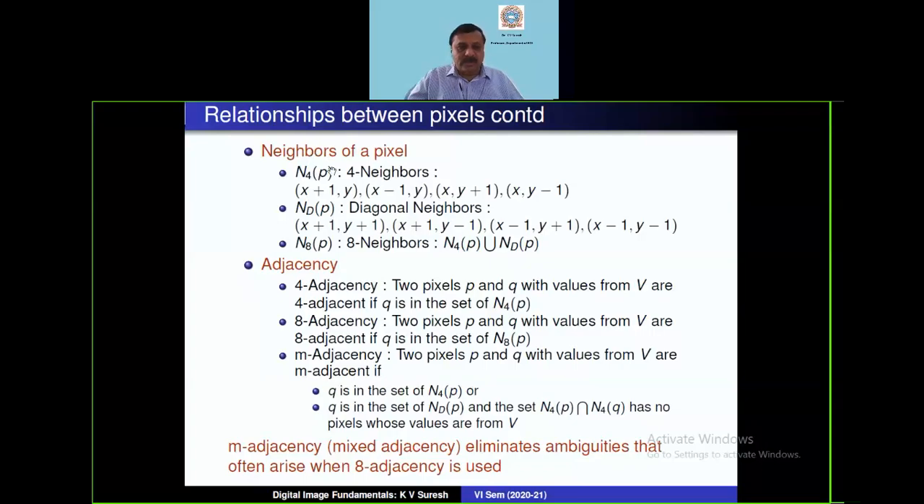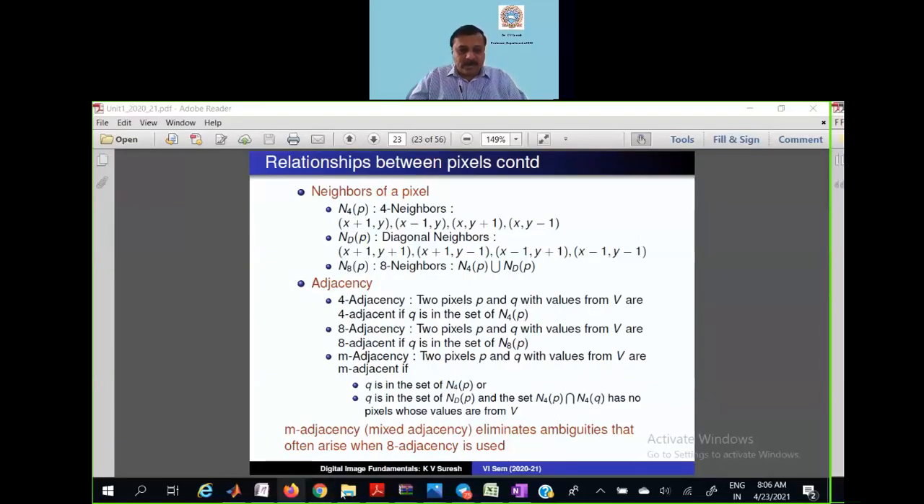Just for revision, I will try to recap what we meant by the different types of neighbors and also the adjacency. Then we will come back and see what is the M adjacency.